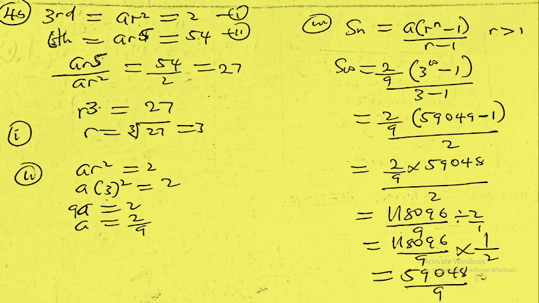If you divide that, you now take your answer to the nearest whole number. 59048 divided by 9 should give us 6560.888. The question asks us to take it to the nearest whole number. That will give us 6561 to the nearest whole number for that question.